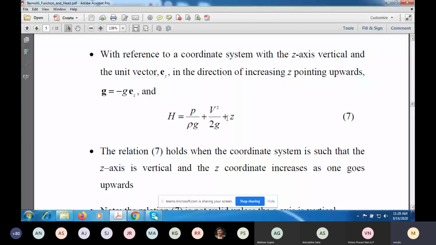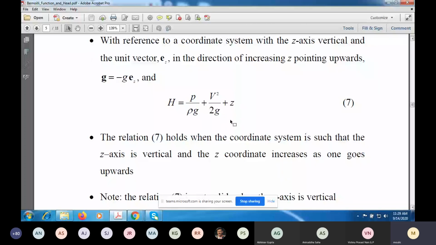Now while solving a problem, you may choose a coordinate system where the y-axis is vertical. Then instead of z, you have to substitute y. So when you solve problems, and you are dealing with vector quantities, don't forget to show the coordinate system and the origin.